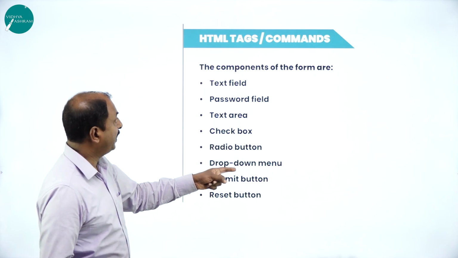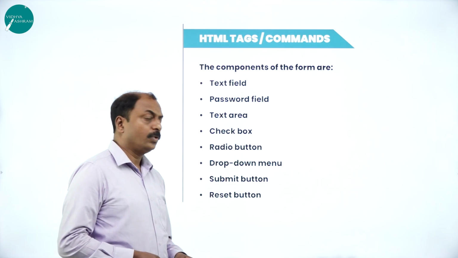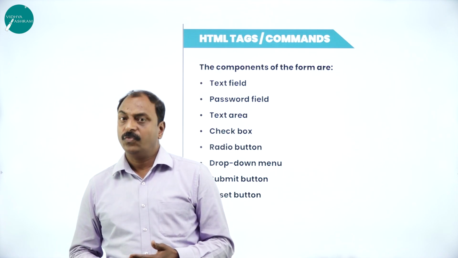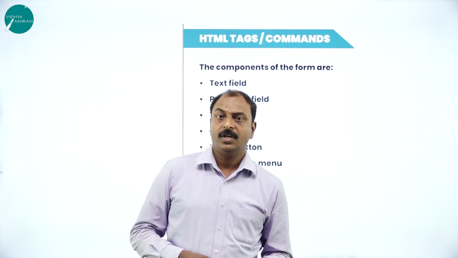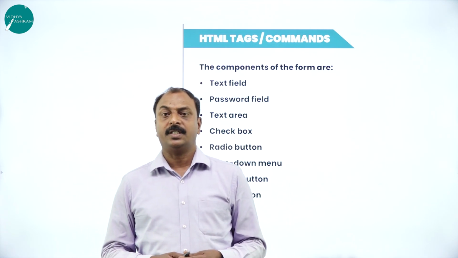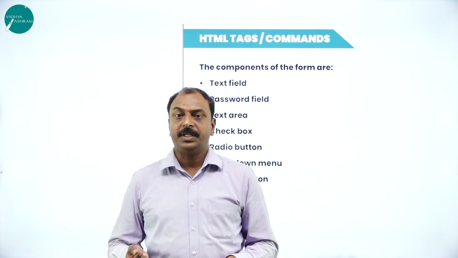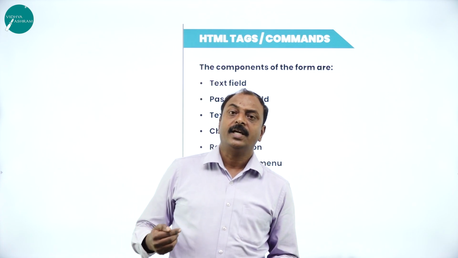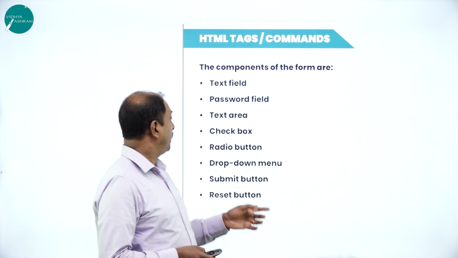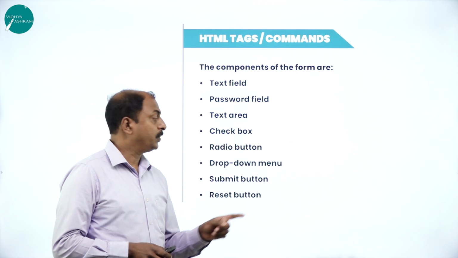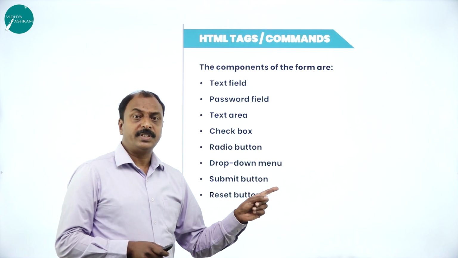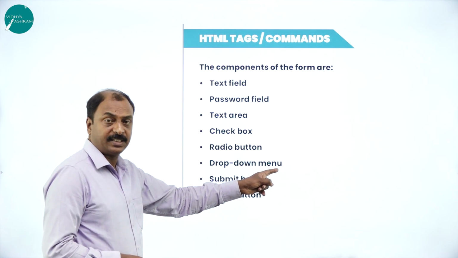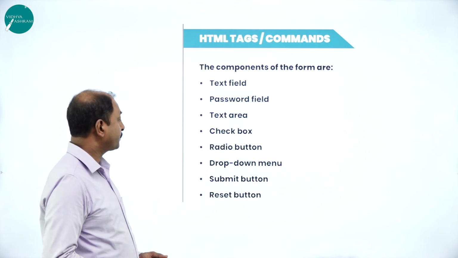Next, one of the form elements is the drop down menu. What is a drop down menu? You might have come across it in any of the forms, for country. If you click on the small button on the right hand side, it displays so many country names, isn't it? So you have to select any one of these. That is the meaning of the drop down menu, where the user has the option to select one option among many options in the list. That is drop down menu.